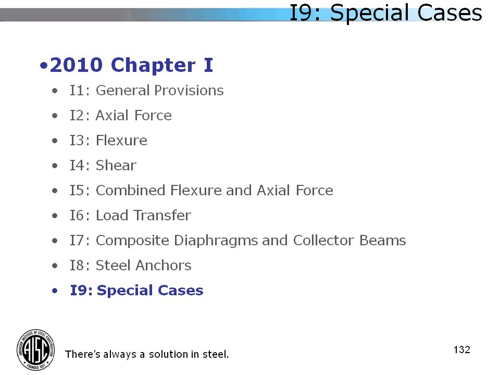All right, so this moves us to Section I-9, Special Cases, and really all Section I-9 says is that if you do enough testing to satisfy yourself and the building official that everything is okay, then knock yourself out.